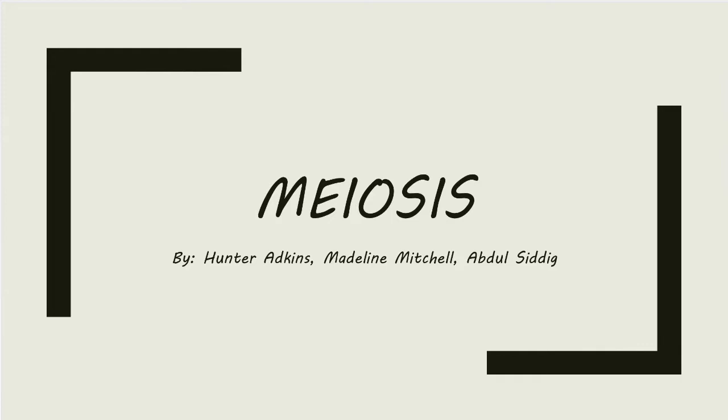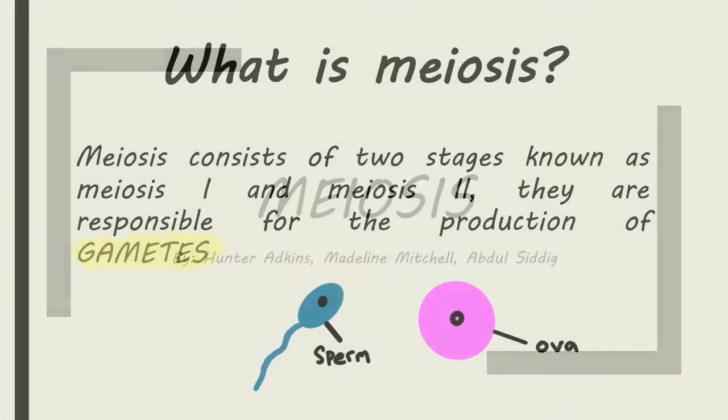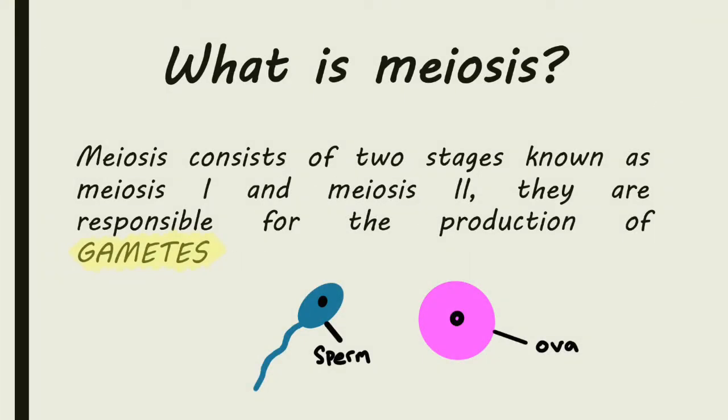As we move along, you will notice that there are several highlighted key terms throughout. It is important to understand these key terms, for they will give you a better understanding of the meiosis process. What is meiosis? Meiosis consists of two stages known as meiosis 1 and meiosis 2, and they are responsible for the production of gametes.